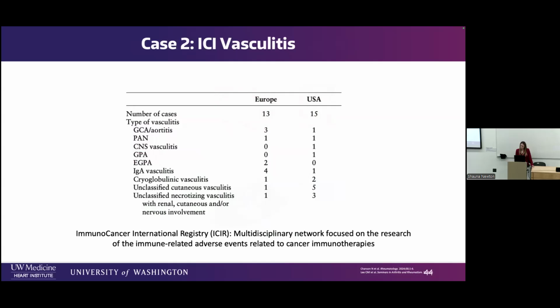This was just a study that was done from the Immunocancer International Registry. It only shows patients that have biopsy-proven vasculitis thought to be related to immune checkpoint inhibitor use. We can see there are not a lot of cases, but in all the patients who had aortitis, they had histologic findings consistent with giant cell arteritis, just like in our patient case.